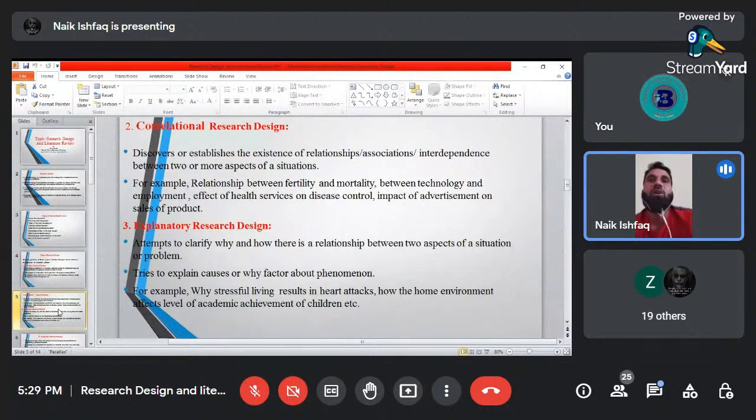For example, when we talk about the relationship between fertility and mortality, fertility is one variable, mortality is another variable. What is the relationship between them?